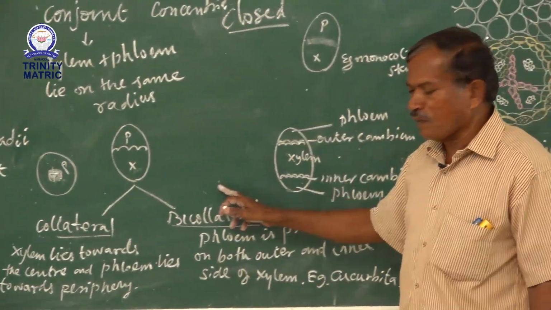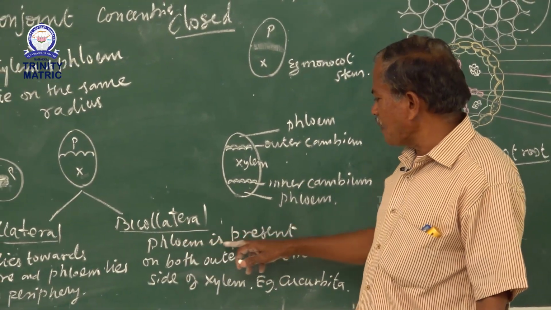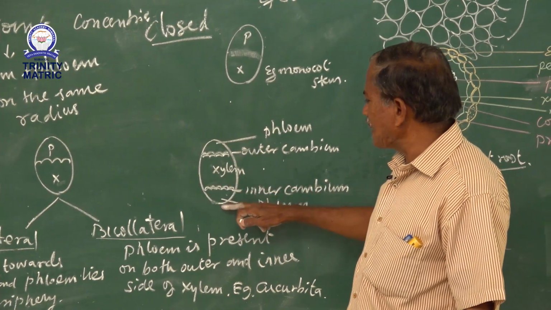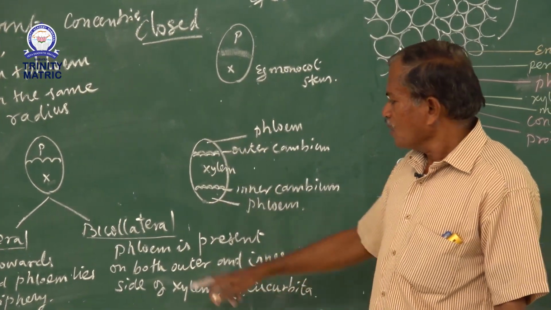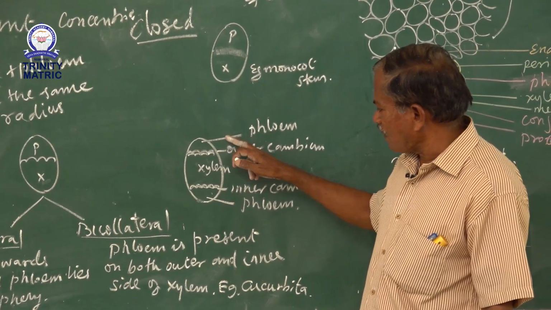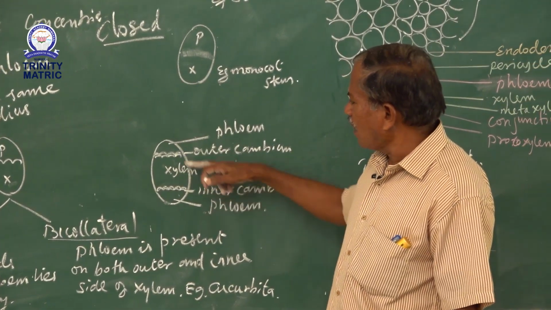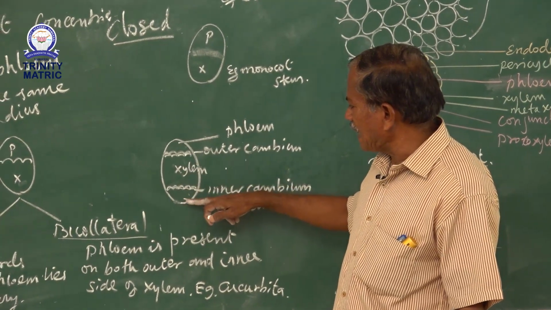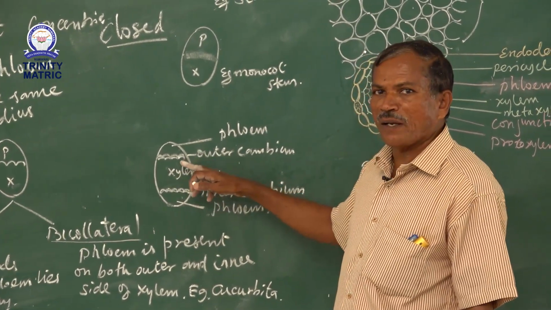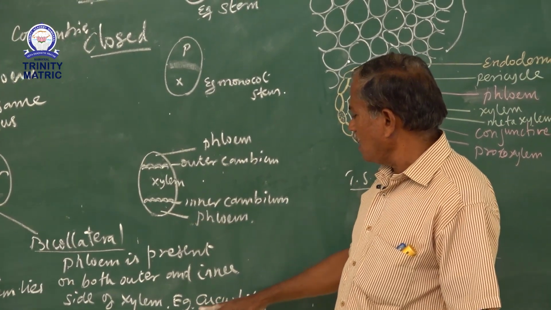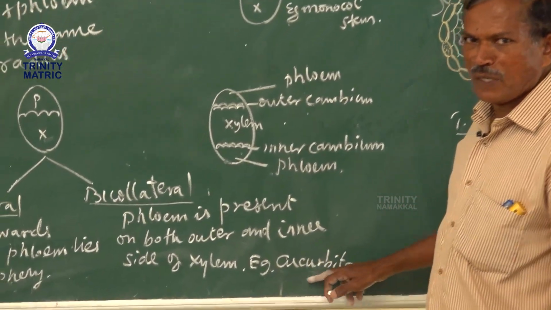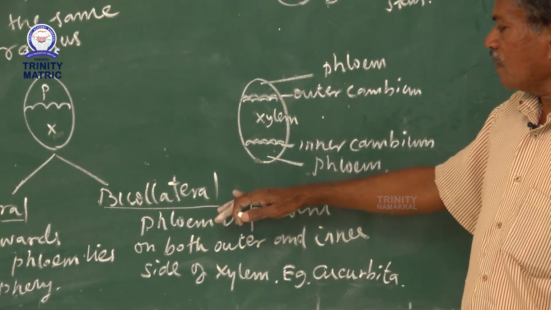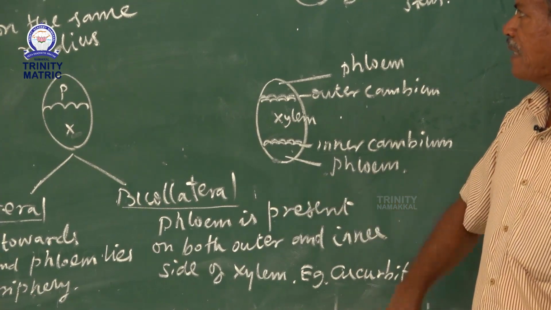So what is a bicollateral vascular bundle? The phloem is present on both the outer and inner side of the xylem. This is called a bicollateral vascular bundle. Example, Cucurbita. We say in Tamil, kovai palam. This is an exceptional case in some plants.